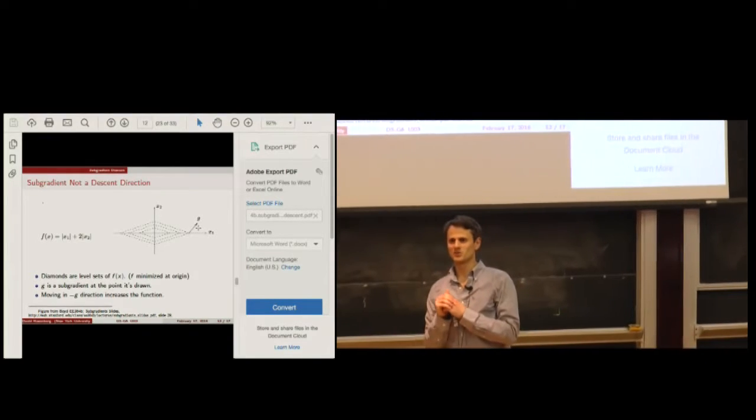That's right. g is not a gradient, so we don't have that nice property that minus g decreases the function. But we still can't say that minus g decreases it. No. Moving in the minus g direction gets you closer to the minimum, but it does not decrease the function.